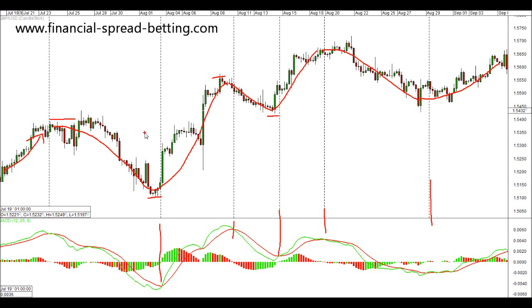With all these indicators that I'm demonstrating in these videos, please remember that they work best in trending markets, and in ranging markets they can give off many false signals. The setting I have for my MACD at 12, 26 and 9 is a commonly used setting for the MACD.